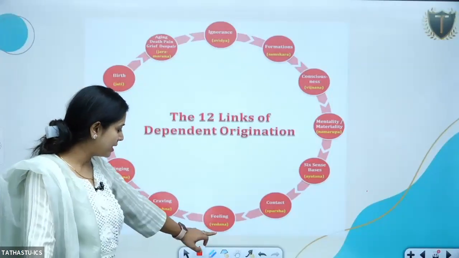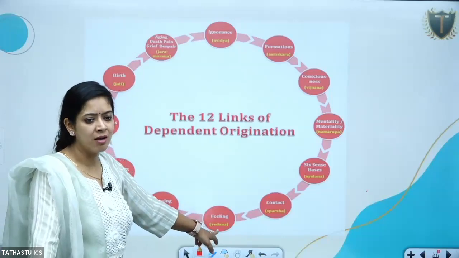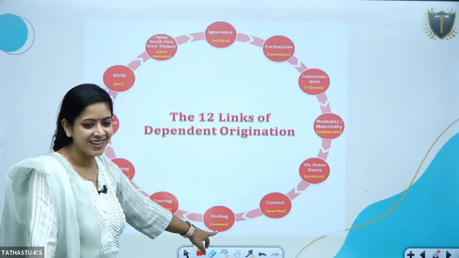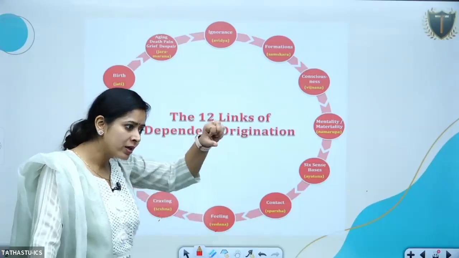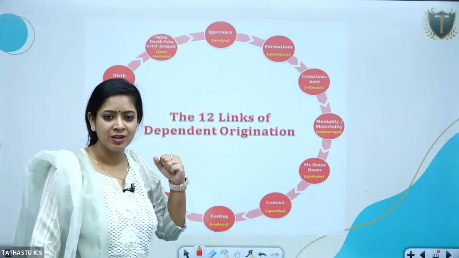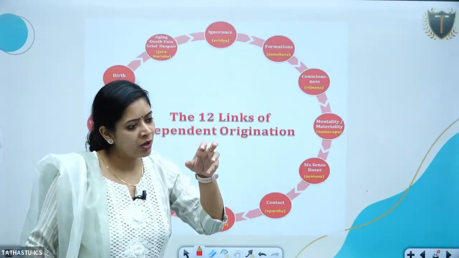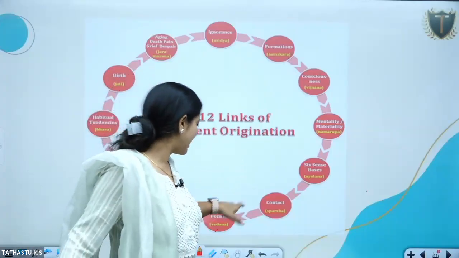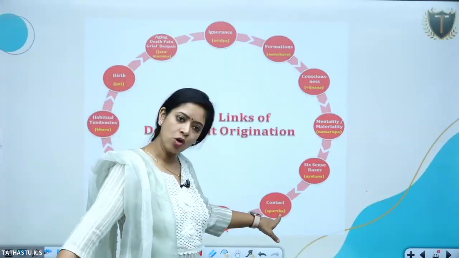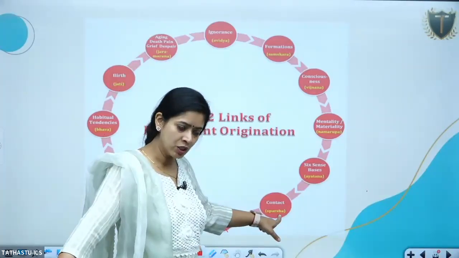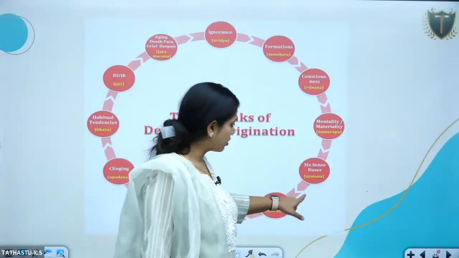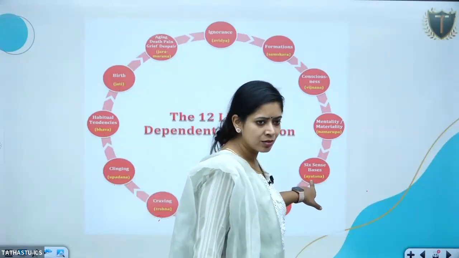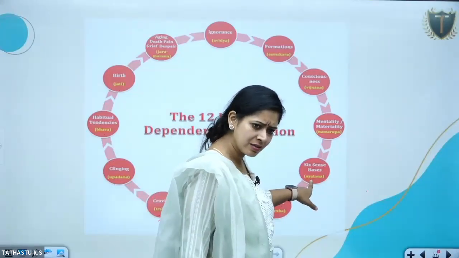And why is there craving? Because there is vedana. Vedana means feeling. Because last time when you bought something, you felt very good. Last time when you ate something, you felt very good. And why did you feel very good? Because there was contact, sparsh. And why was there sparsh? Because there were shadayatan. Shadayatan means six senses.